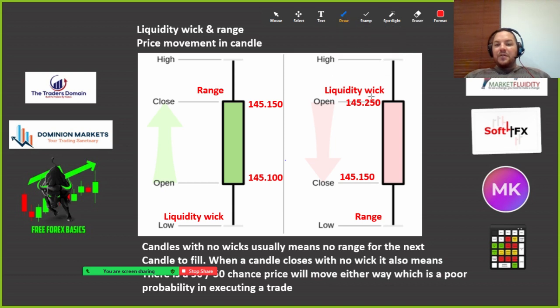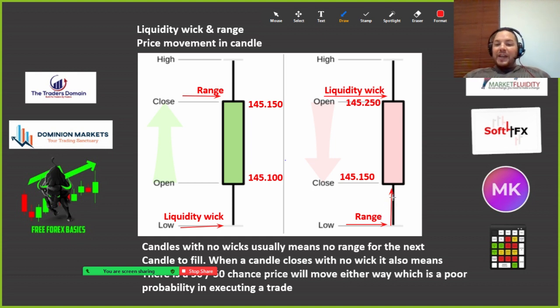Alright, so the same as what we say on this candle is a range and this is a liquidity wick. On a bearish candle it's the opposite. A liquidity wick comes from the top, goes to create a high, comes back down, continues down, moves back down, comes back up, and then we have a range. So we have the liquidity wick on top and the range at the bottom.